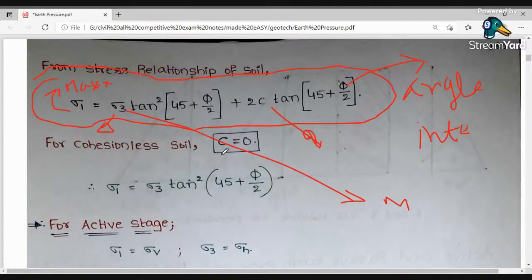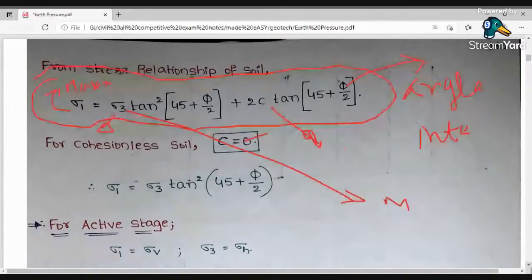But for cohesionless soil, if we look at the soil which is cohesionless, the c value is 0, then the term remaining is sigma 3 tan squared (45 degree plus phi by 2). Okay.